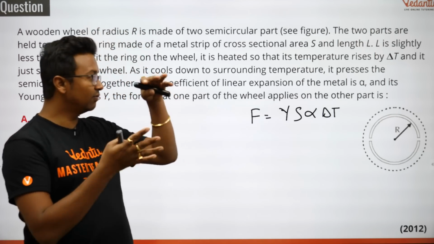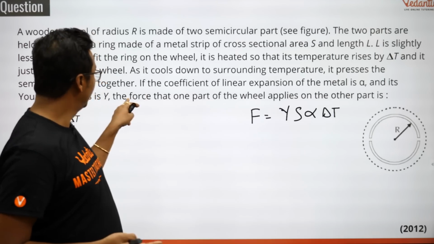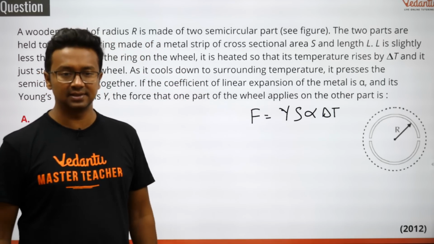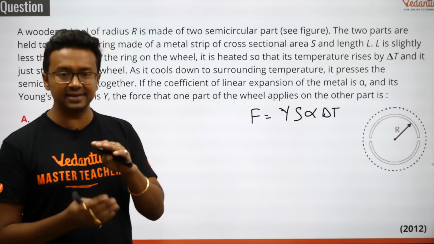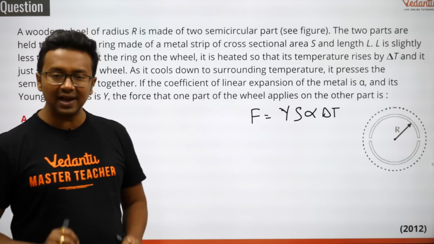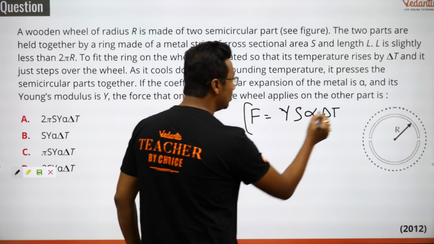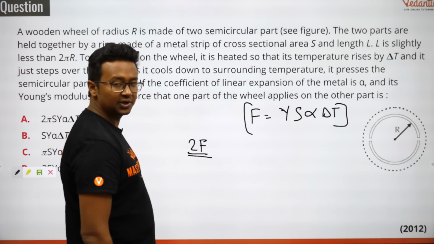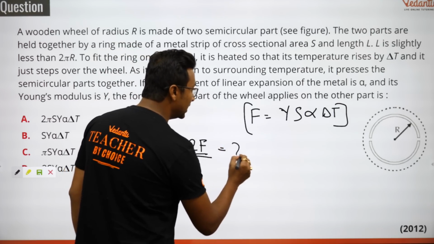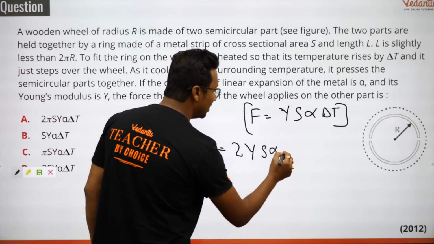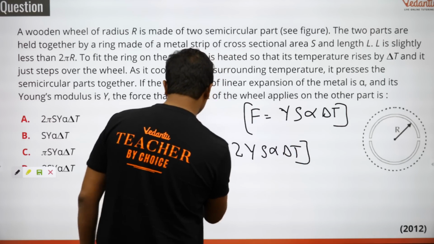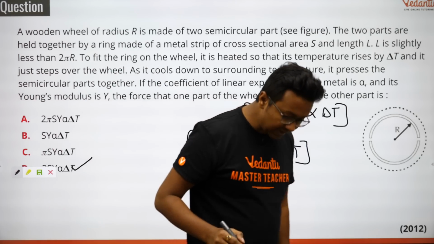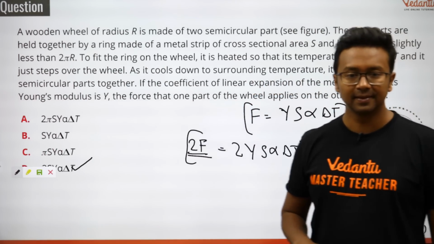No, see, the force that one part of the wheel applies on the other is coming from both the ends. As a result, the net force is going to be equal to 2 times this force that has got generated, which will be equal to 2YS alpha delta T. My dear students, option D happens to be the right answer then. Clear?